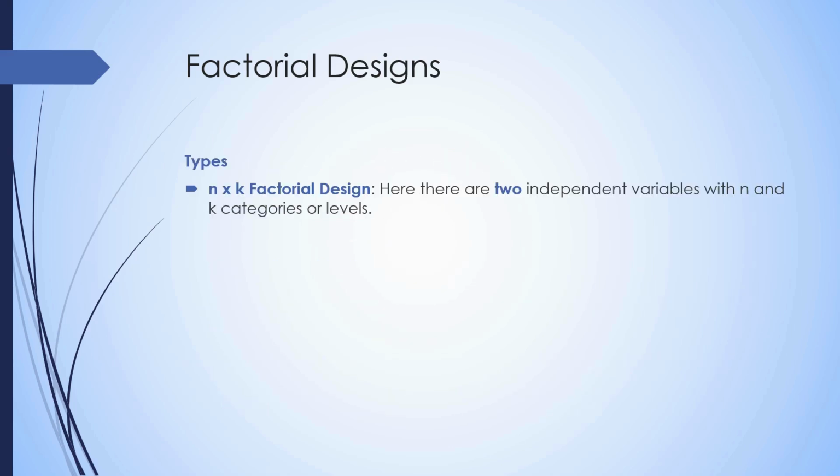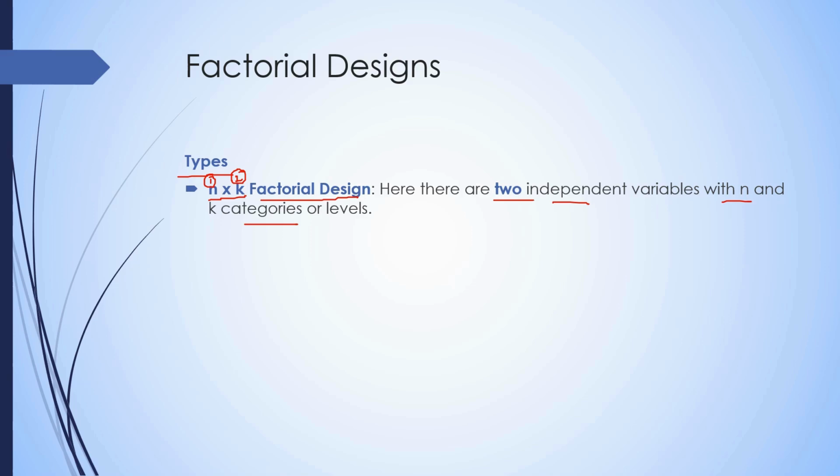Next, let's see what the types of factorial designs are. The first type we'll look at is the n into k factorial design. Here, there are 2 independent variables with n and k categories or levels. So n into k means we have 2 independent variables, and under each independent variable you can have n number of levels or k number of levels.